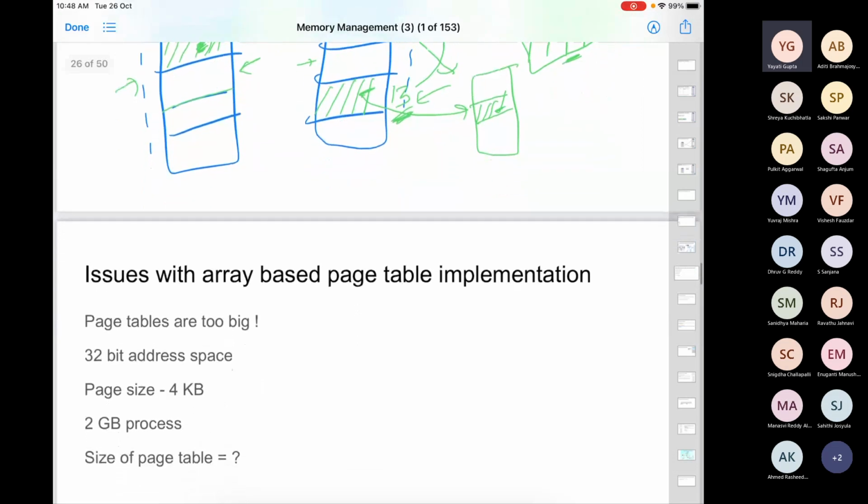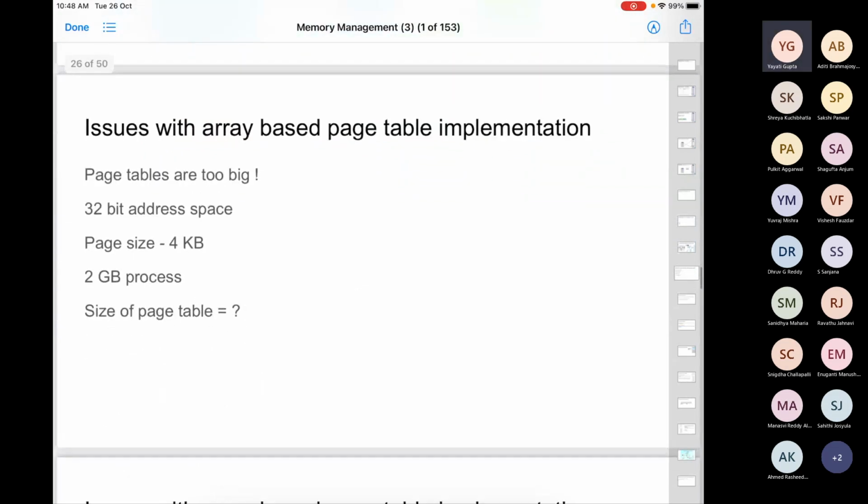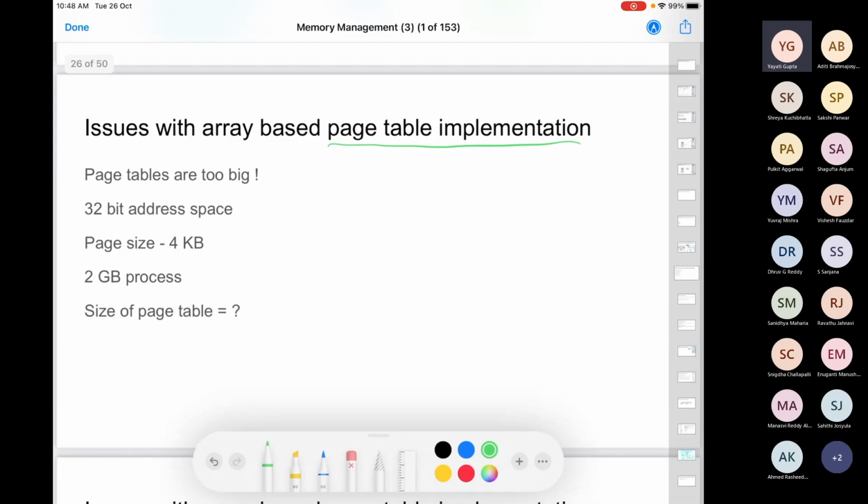Okay, moving further now. Till now, when we were implementing the page table, we were using an array-based implementation. The idea is that for each page of a particular process, we have this big array, and this big array tells me where page 0 is mapped in the physical memory, where page 1 is mapped in the physical memory, and so on and so forth. So what are some of the potential issues with this page table implementation?